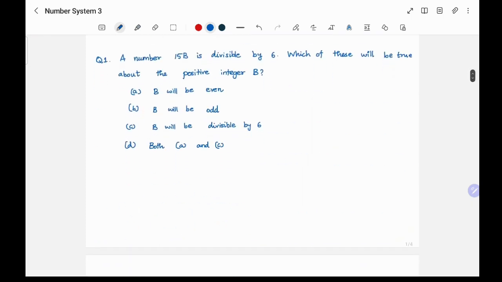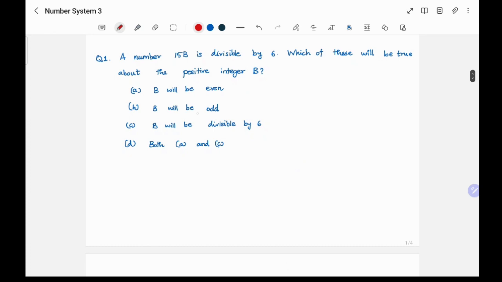First question. A number 15b is divisible by 6. Which of these will be true about the positive integer b? Okay. So let's see the options. B will be even, B will be odd, B will be divisible by 6, both A and C.